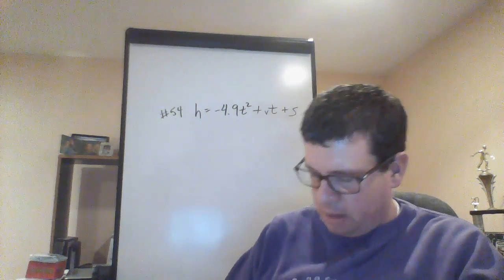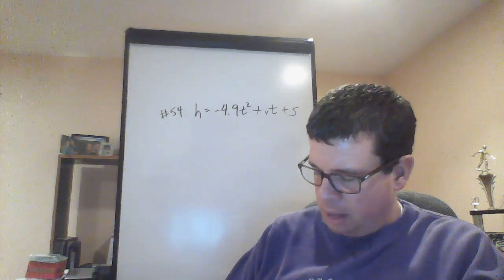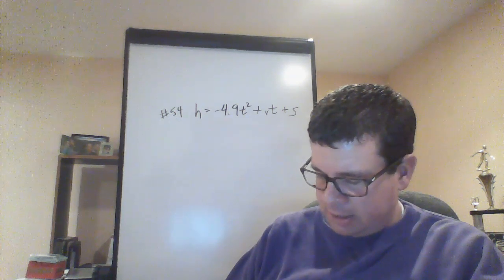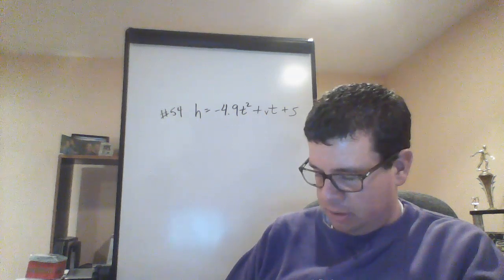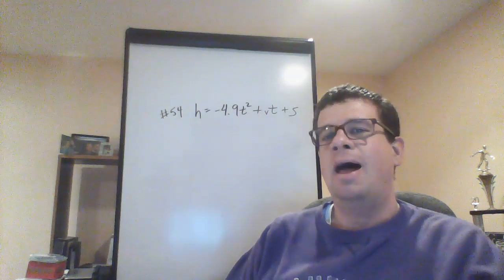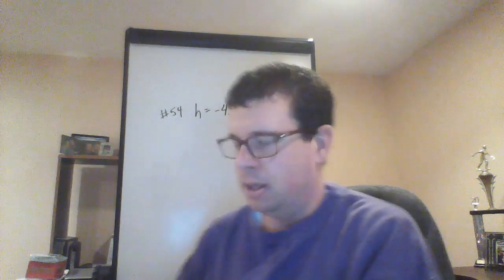Kicking a soccer ball, I think. So here's what's going on. We got a soccer ball that's kicked upward from the ground with an initial velocity of 3.6 meters per second, not feet per second. So the initial velocity is 3.6. How long is it going to take that soccer ball to hit the ground again?